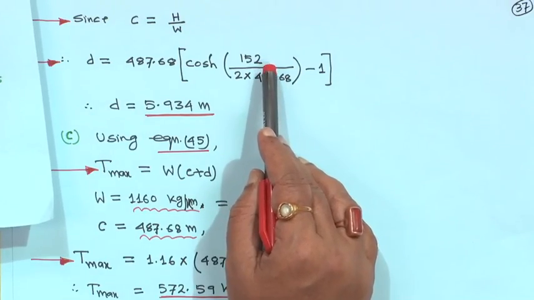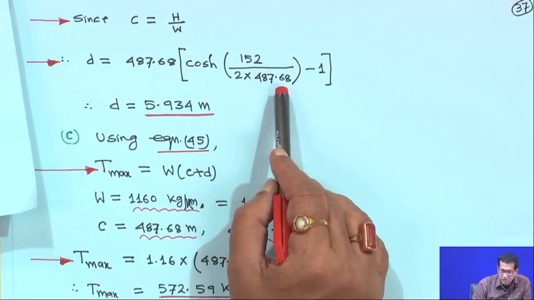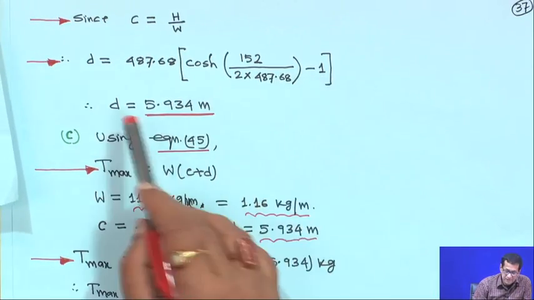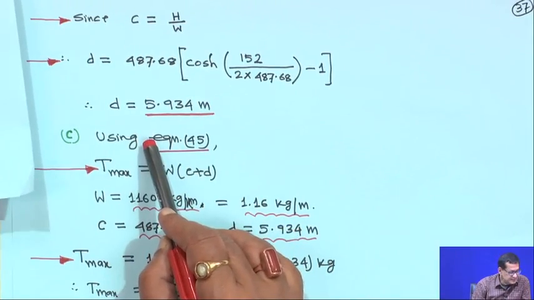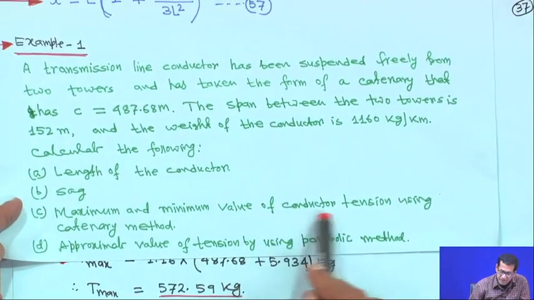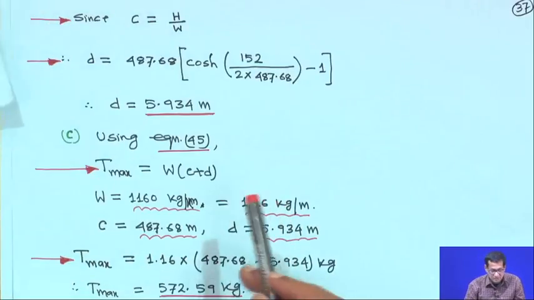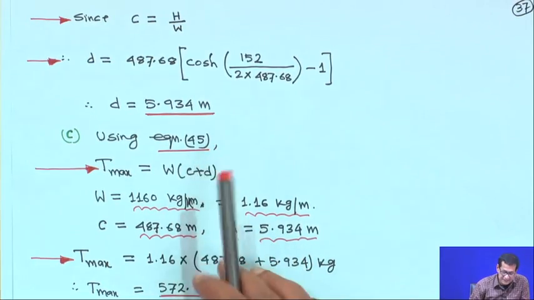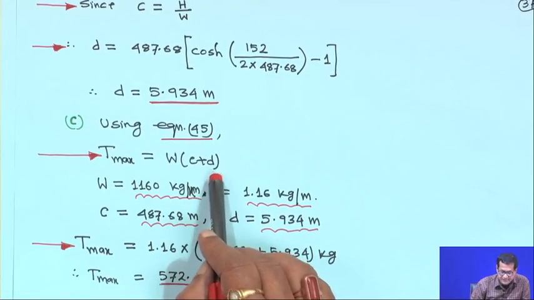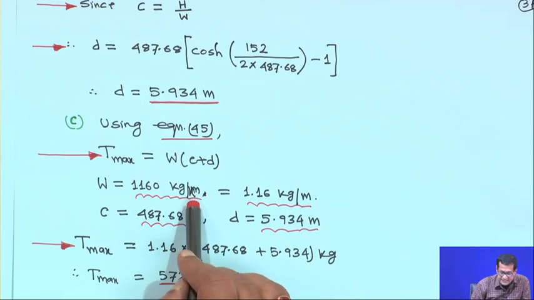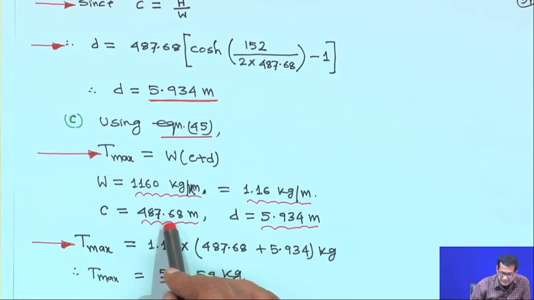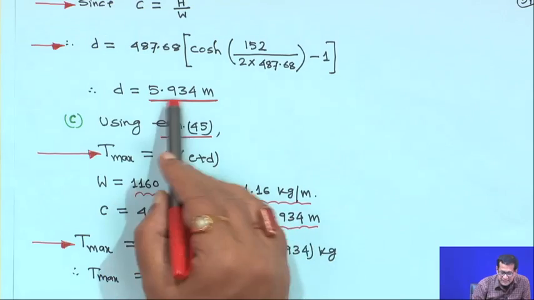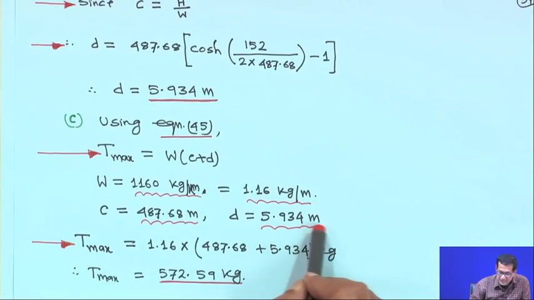So, cos hyperbolic of 152 divided by 2 into 487.68, minus 1. That means d, the sag, is 5.934 meter. Now, you have to find out the maximum and minimum value of conductor tension using the catenary method. Using equation 45, we have seen T max is equal to W into C plus D. W is given as 1160 kg per kilometer, that is actually 1.16 kg per meter, and C is given as 487.68 meter, and D we have calculated here as 5.934 meter.